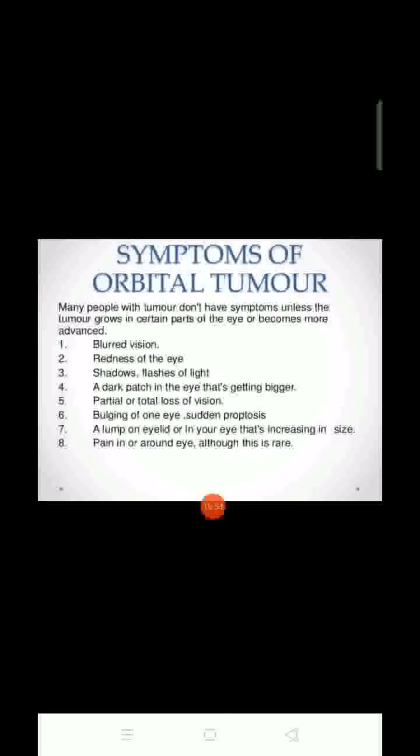Symptoms of orbital tumor: blurred vision will be there, redness of the eye will be there, shadows, flashes of light will be there, a dark patch in the eye that is getting bigger, partial and total loss of vision will be there, bulging of one eye, sudden ptosis will be there, a lump on the eyelid or in the eye that is increasing in size, pain in or around the eye, although this is rare.